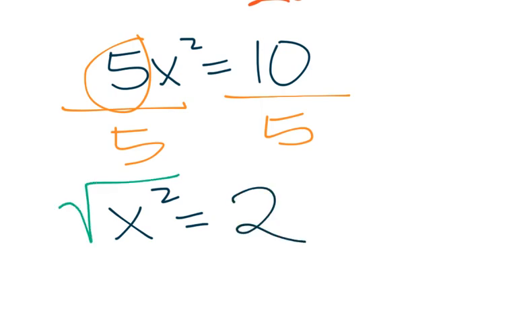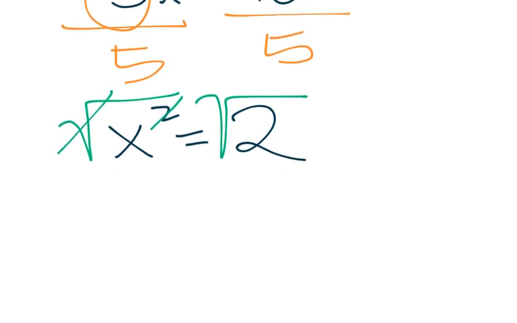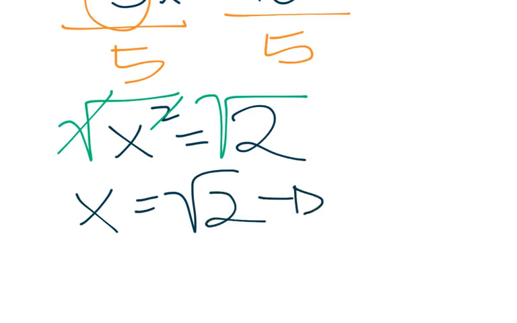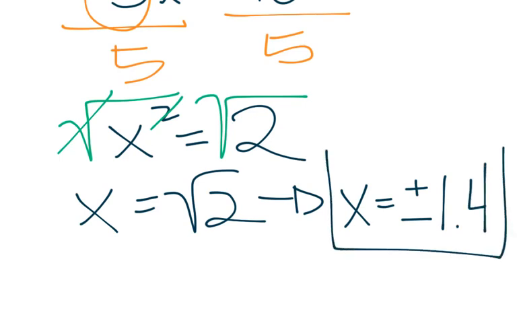And now we want to find the square root of both sides. So this square root sign cancels out this square. So x equals the square root of 2, and the square root of 2 is 1.4142, but we're just going to say positive or negative 1.4. So this is your answer for this problem.